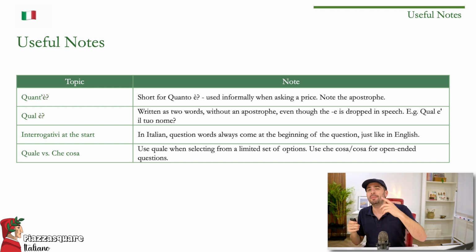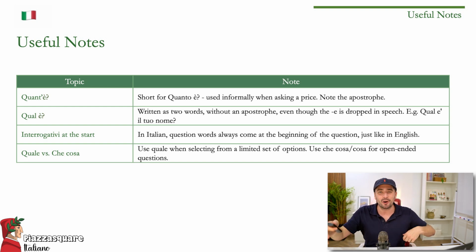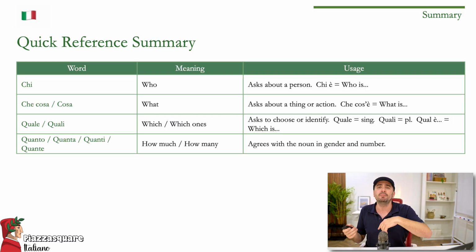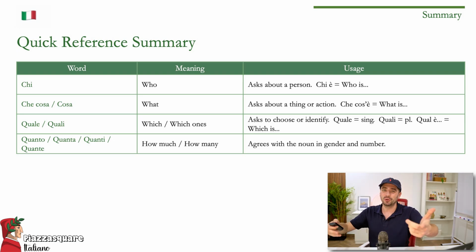Now that we've covered the main interrogative words chi, che cosa, cosa, quale, and quanto, as well as yes-no questions, you should be able to form a variety of questions in Italian. Remember that interrogative words usually come at the start of the question, and for yes-no questions, you mainly rely on the intonation. Keep in mind the small changes for quale to quali, and quanto to quanta, quanti, quante to match what you're asking about. Now it's time to practice what we've learned.